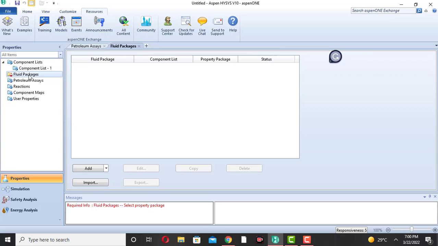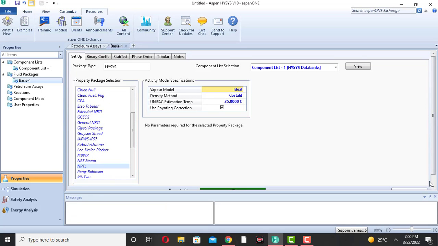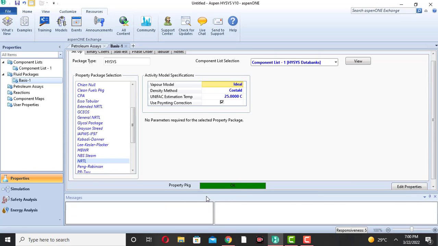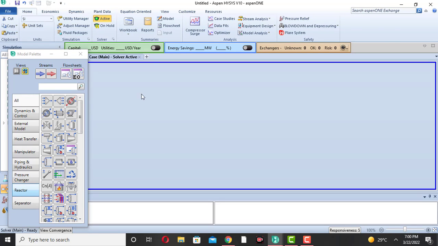The next step is to add a fluid package. Click on add. I am going to select the NRTL. Click on NRTL. It is okay. Come to the third step. Click on simulation. The simulation environment is open.